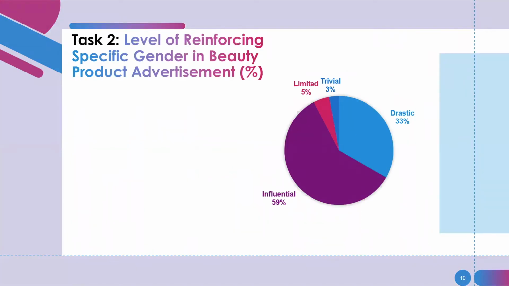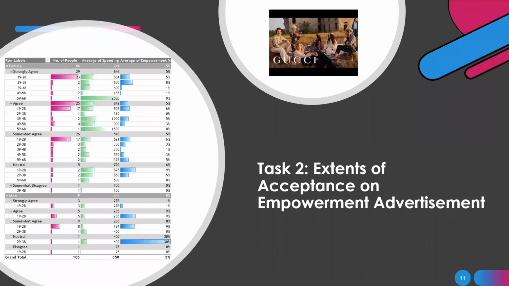59% of respondents report beauty product advertisements are highly influential, 33% are drastic, 5% are limited influential, and 3% are trivial. Young respondents of both genders believe empowerment advertisement could transform cultural gender stereotype advertisement. Females show more positive views than males.